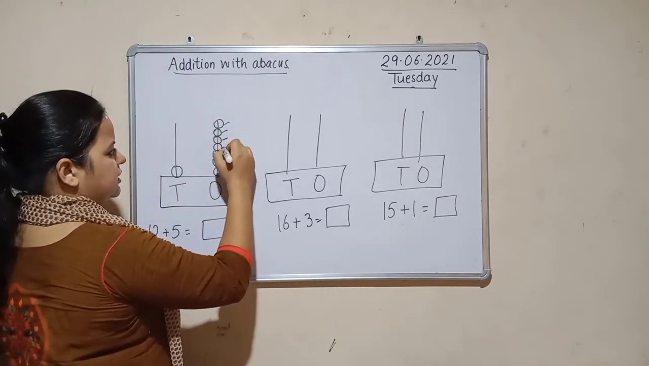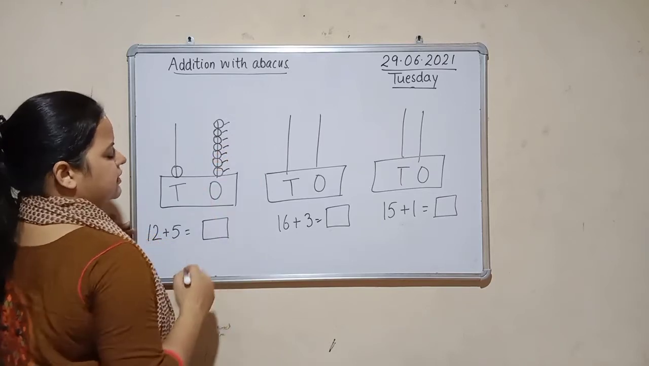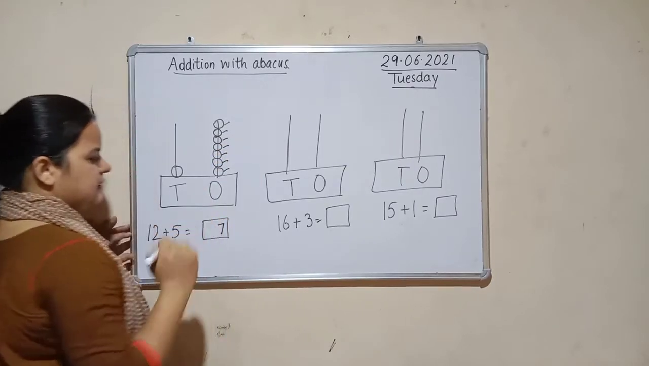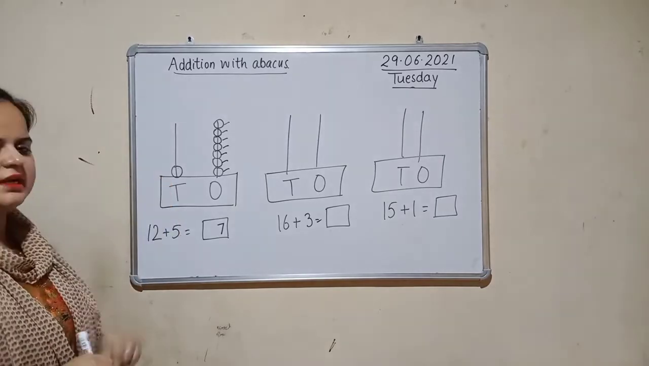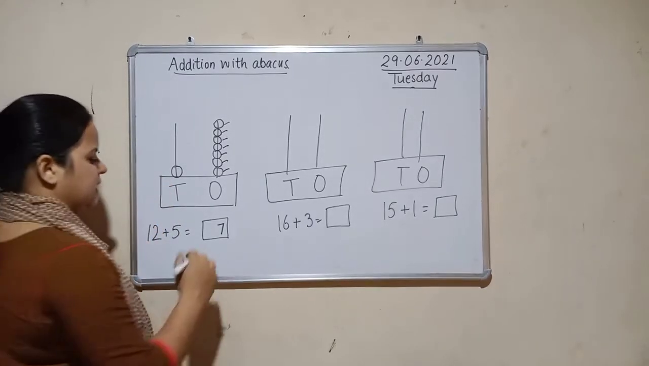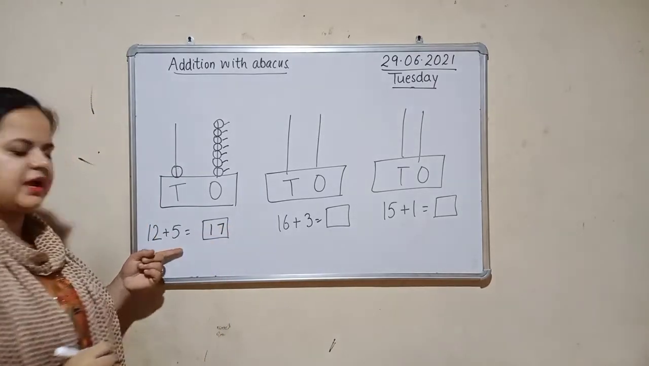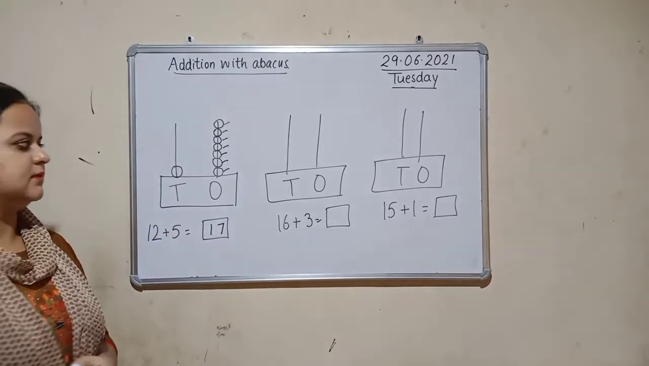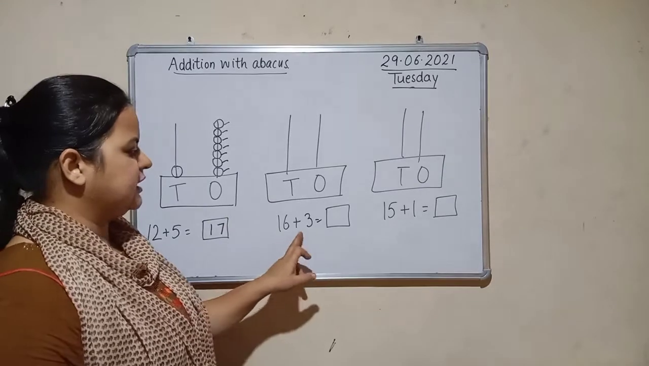Now let's count them. 1, 2, 3, 4, 5, 6, 7. How many ones? 7. And how many tens can you see in your book now? Only 1. So 12 plus 5 is 17. Next is 16 plus 3.